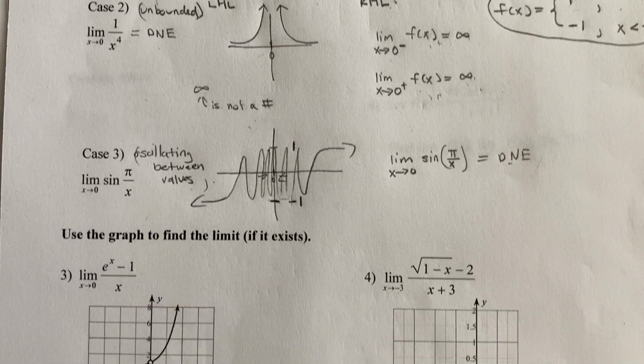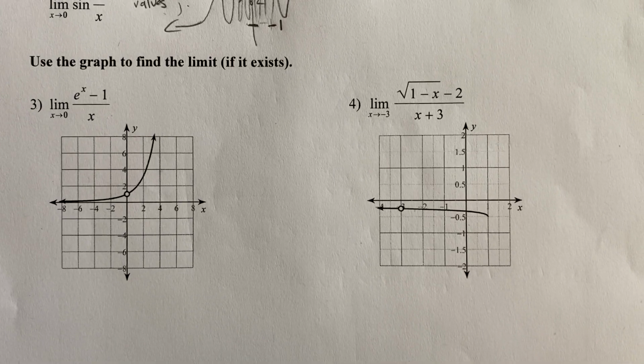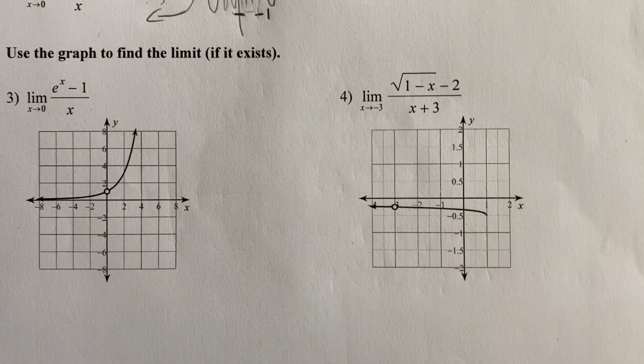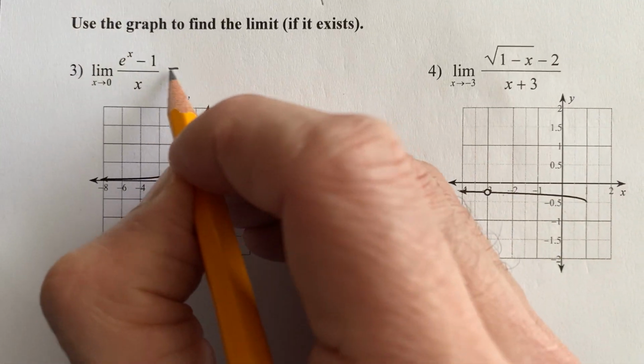All right, so let's take a look at some graphs right here. Use the graph to find the limit if it exists. So basically this is way number 2 in finding limits. So the nice thing is the graph's already there. We kind of just have to take a look.